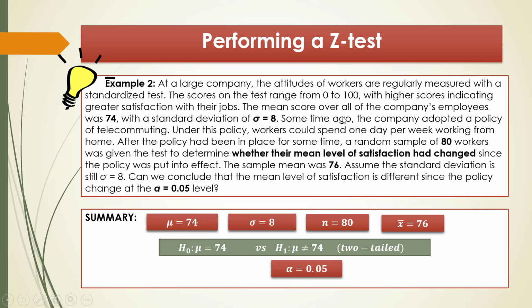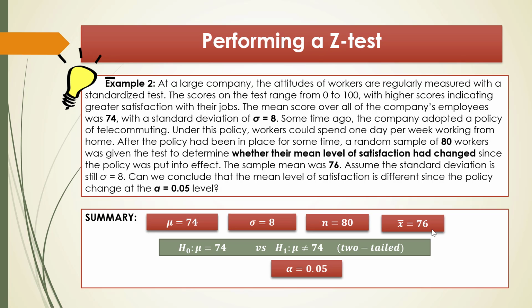Before we run the test, we need to summarize the problem using notation so that we can recognize the type of problem. Here, the mean score over all of the company's employees was 74. This is the population mean. With a standard deviation of 8, this is the population standard deviation. We have a sample of 80 workers, so the sample size is 80. And from the sample, we have a sample mean of 76, so x bar is 76.